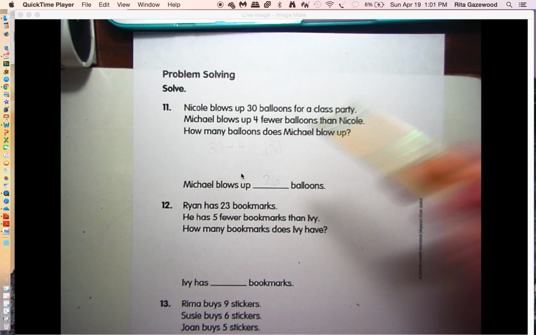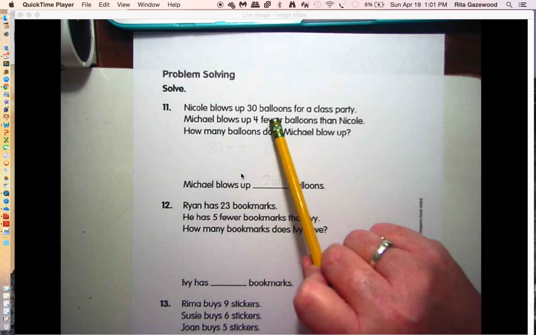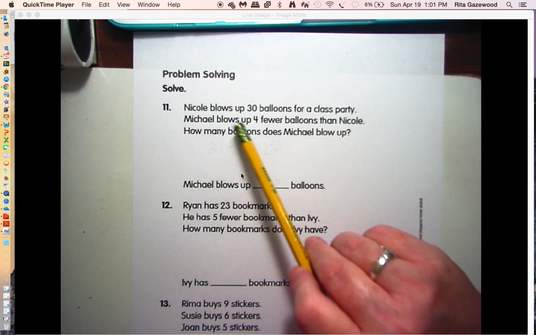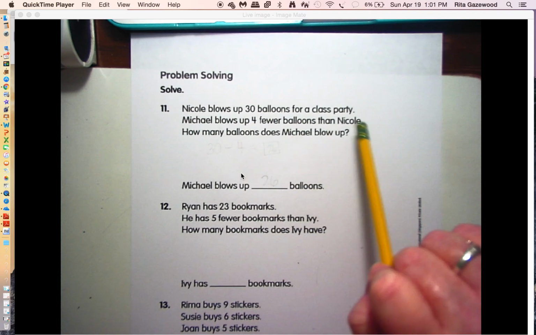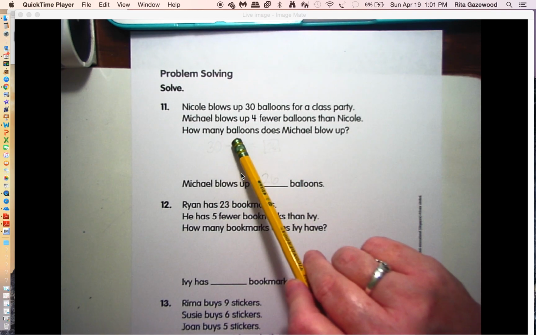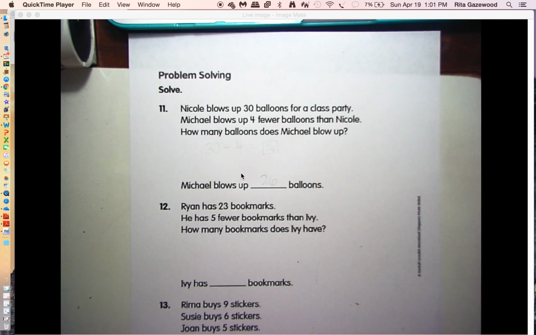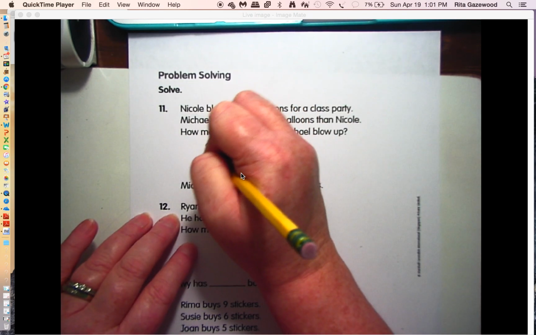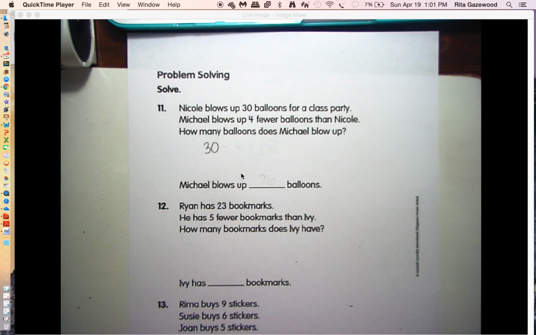Let's read that one again. Nicole blows up 30 balloons for a class party. Michael blows up 4 fewer balloons than Nicole. How many balloons does Michael blow up? So let's start with what we know. Nicole blows up 30 balloons. And Michael blows up 4 fewer balloons than Nicole.